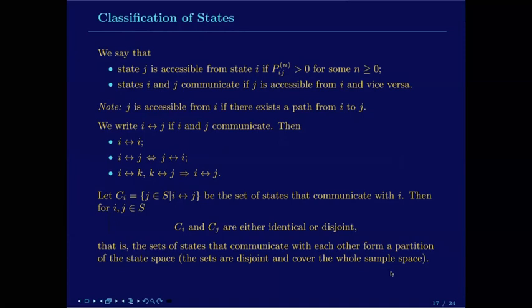And i and j communicate if j is accessible from i and vice versa. So there are multi-step probabilities from i to j and from j to i that are positive. Graphically, that means that j is accessible from i if we have a path in the graph from i to j. Next, we say that i and j communicate, and we write it as i left-right arrow j.